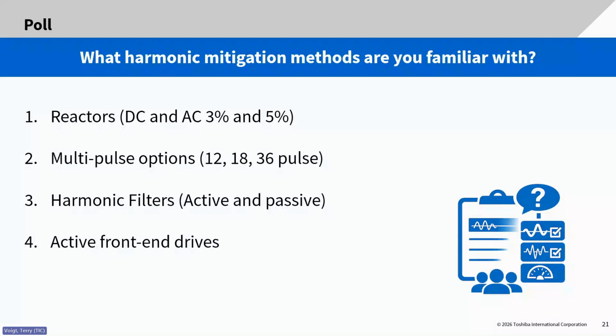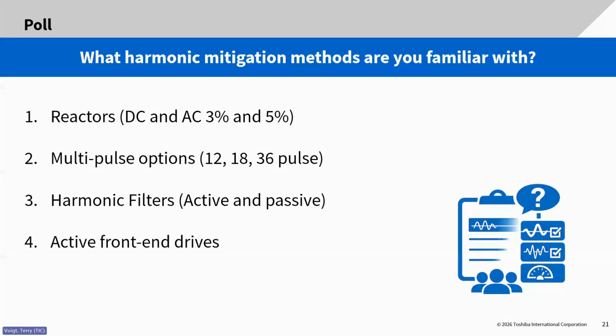So options are reactors, so DC reactors, like inside of a drive, or you can do a 3% or 5% AC reactors. There's multi-pulse options, which I just talked about, so 12, 18, 36. There's also harmonic filters, which can specifically be designed to either trap or mitigate the harmonics that get generated, or AFE drives, or active front end drives. Those are the 4 most common ways to either mitigate or not produce harmonics.